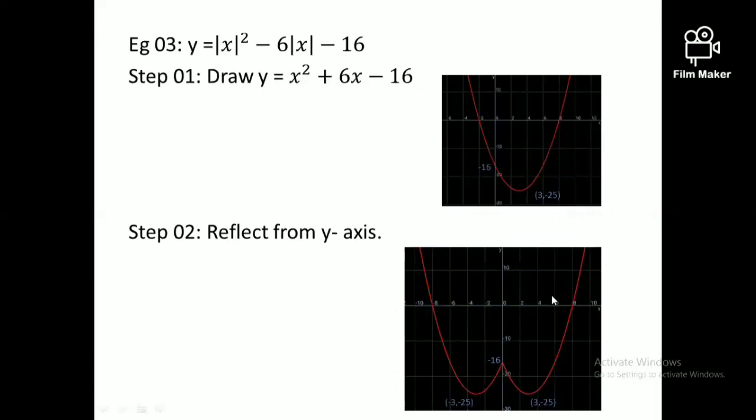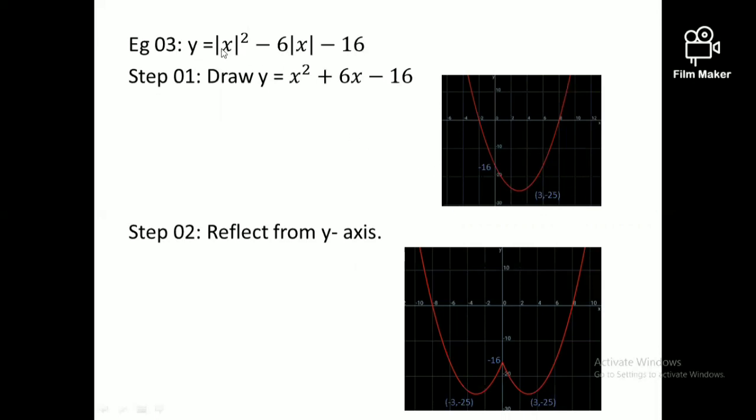If you want to draw y equals modulus of x squared minus 6 modulus x minus 16 graph, initially I will draw the y equals x squared plus 6x minus 16 graph. Here the coordinate is 8, minus 2. This coordinate is 16 and here the coordinate is 3, minus 25, right?